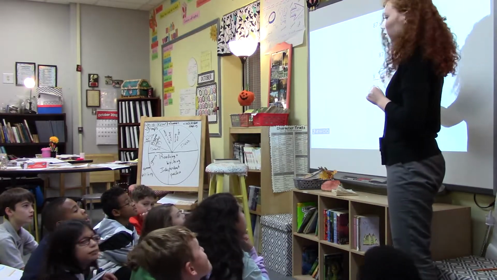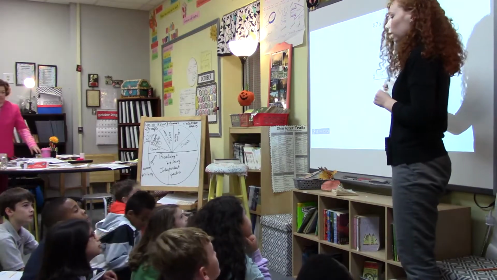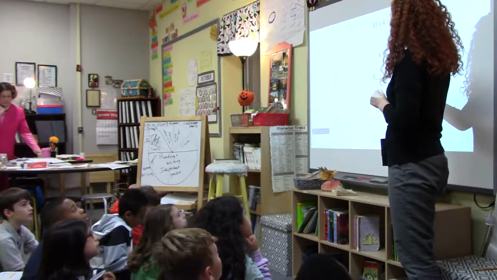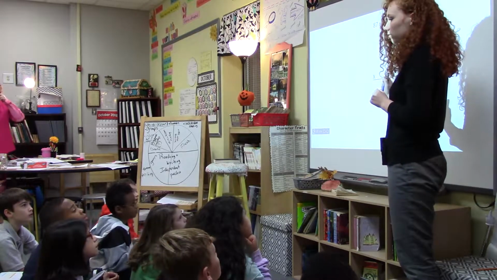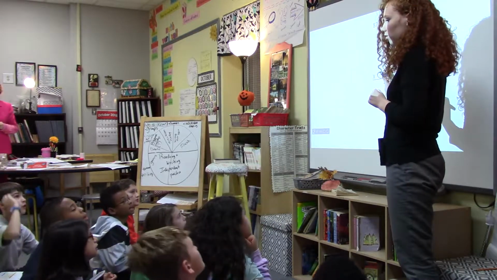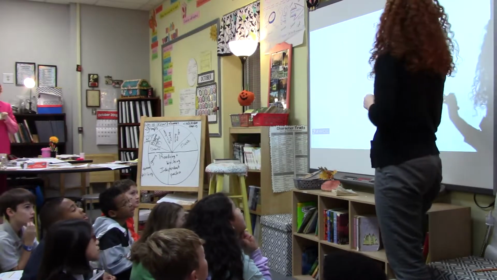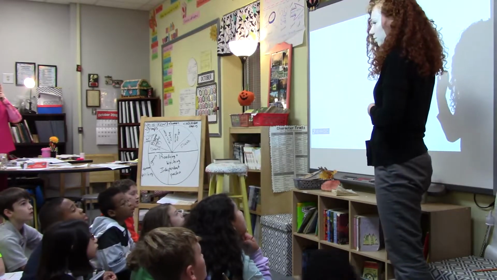So does this look familiar to you guys? Yes. Yeah? So when you're looking at this problem, what do you think the first step is? Multiply 4 times 7. And what is 4 times 7? 28.